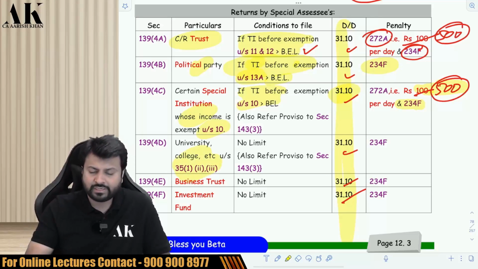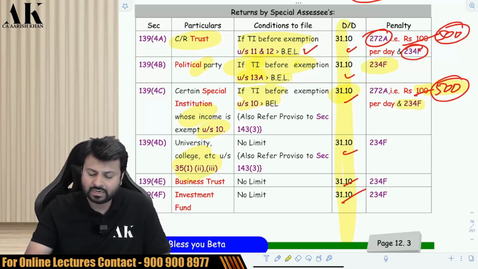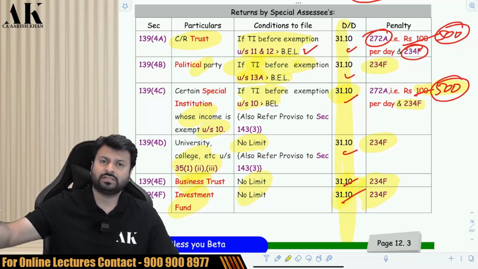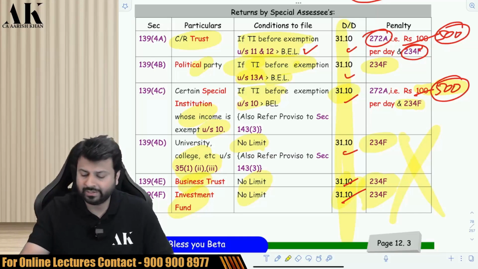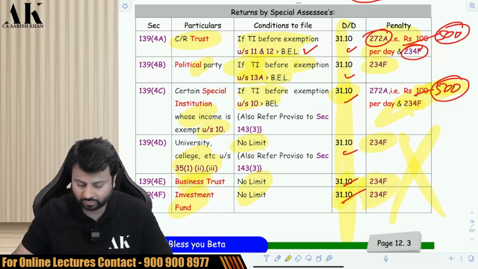Then certain universities which are covered as scientific research, social science, statistical research, associations, etc. No limit, they are always supposed to file the return and they will be liable for fee. Then business trust, investment fund, two separate topics we are going to deal with later on. No limit, always file the return. 31st October, they are liable to pay fee of 5,000 or 1,000 rupees. No penalty over here. Penalty is only in the first section and in the third section over here, not in the rest of the four. Okay. Next.